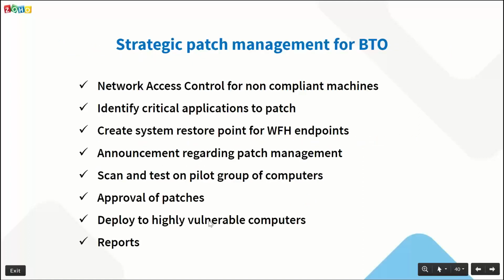So like we discussed, we are going to use network access control to check the compliance status of back to office machines. Then we are going to come up with business critical applications that have not been patched. We're going to test these critical applications and deploy them on a highly vulnerable back to office machine. So this strategy aims to ready machines for production as soon as possible, like I told you guys before.